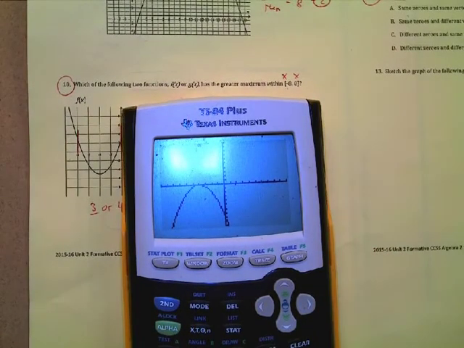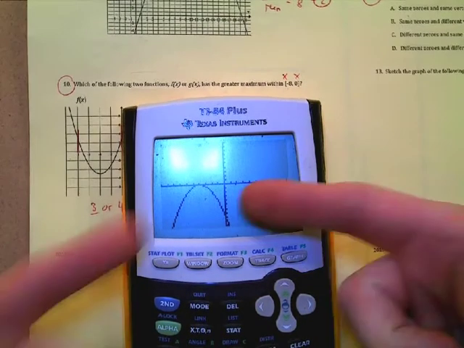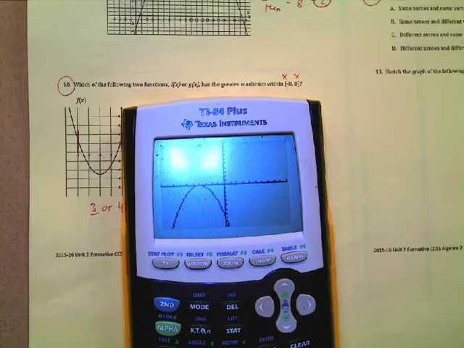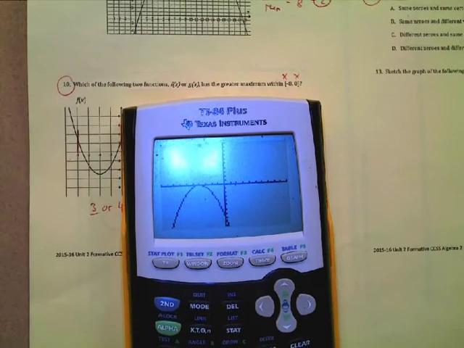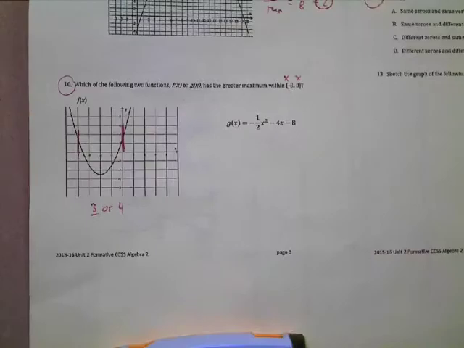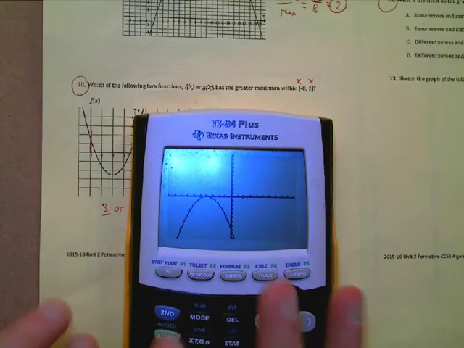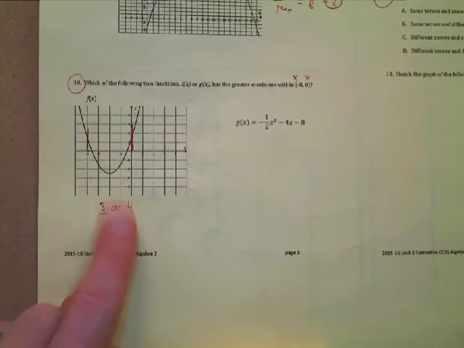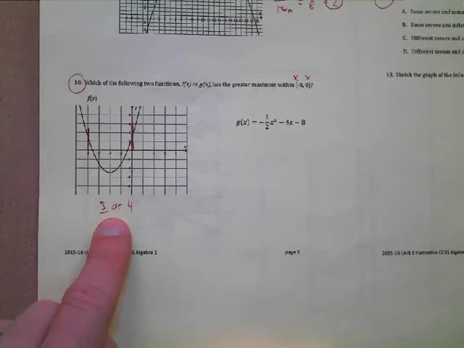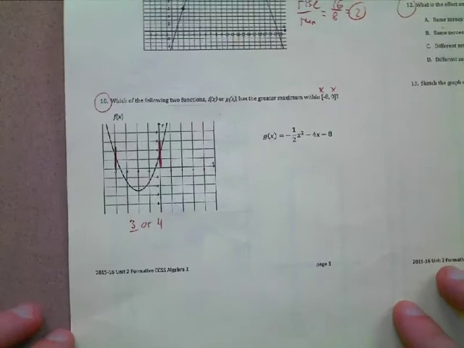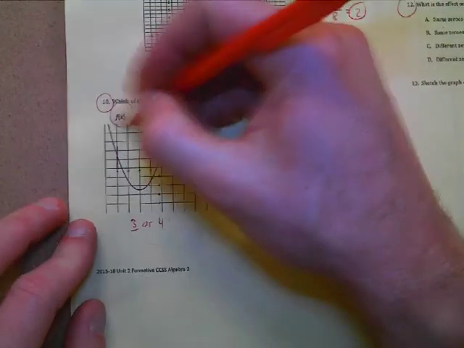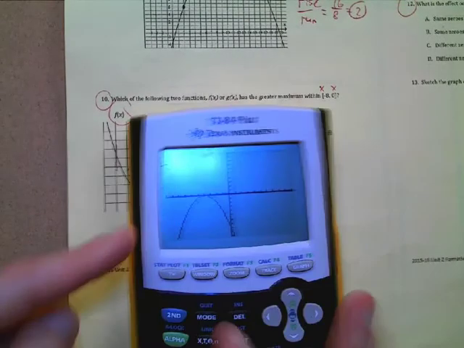I know we're on an interval here between -8 and 0, but look at this graph. What is the absolute highest y value in this graph? 0. Regardless of the interval, the highest y value here is 0. The highest y value on the interval is like 3 or 4. Which one has the greater maximum? F or G? F does, right. So F is the answer there. You don't even really need to worry about it.